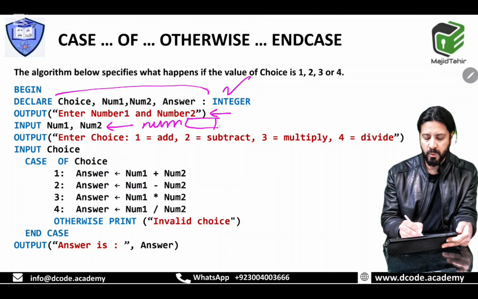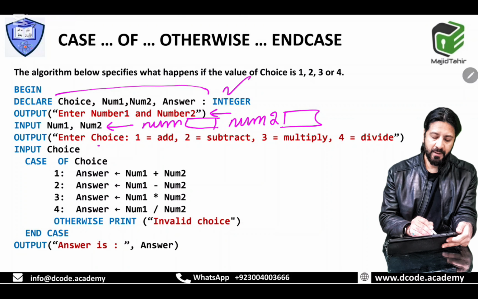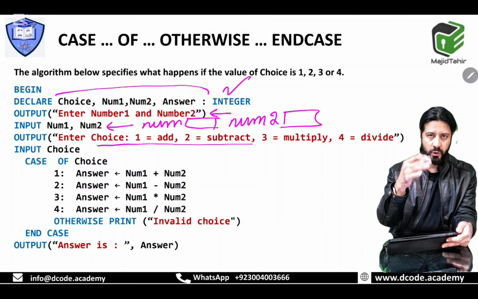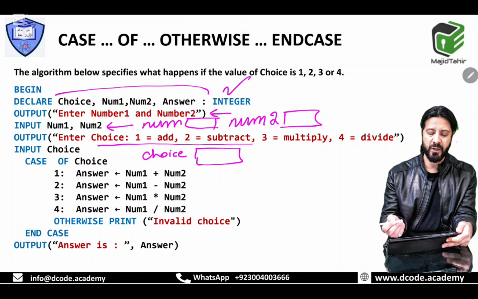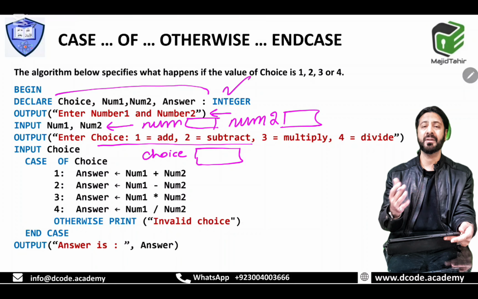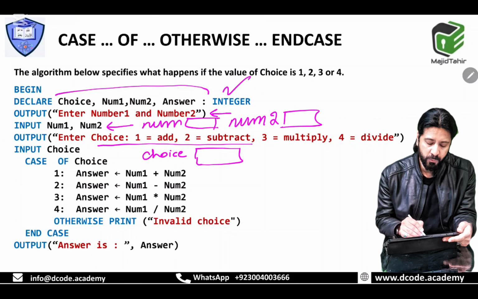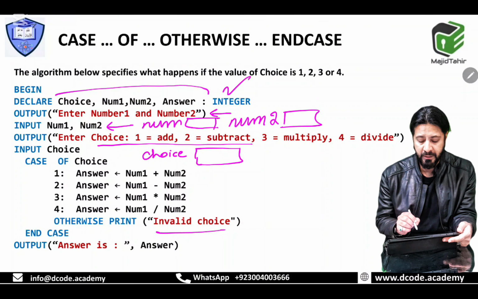Now one variable will hold something, and number 2 will hold some number in it. Then another prompt statement, so the user can enter a choice. So the choice variable will hold either 1, 2, 3, 4. The user can input anything. If the user inputs any other thing other than 1, 2, 3, 4, it will go to the no portion and it will print invalid choice.